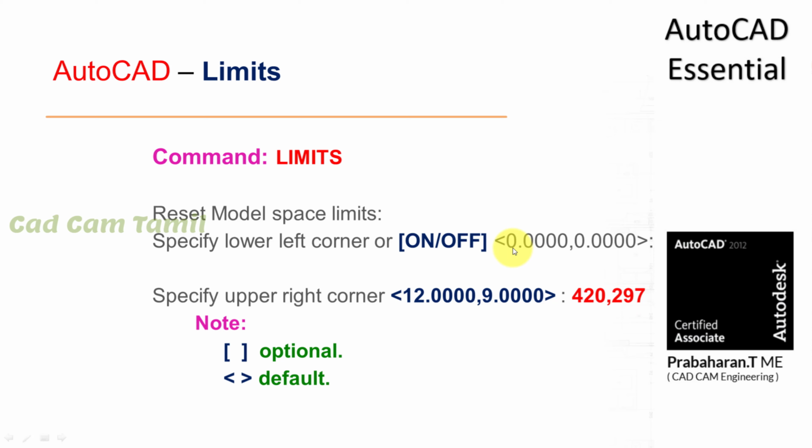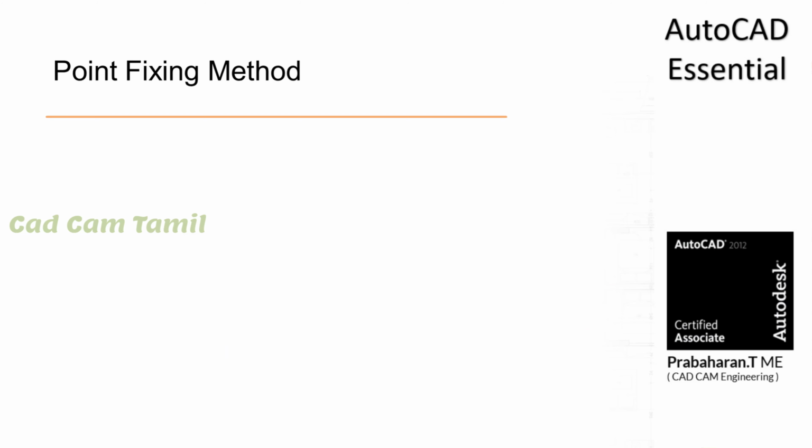You can see here, for the lower left corner, I did not give any value because it is already 0.00, 0.00. So the default value is what I needed, so I didn't give anything. The upper right corner was 12, 9. I wanted to change that, which is why I gave 420, 297. Okay, right. So our basic setting for the AutoCAD program is finished. The first thing is units. The second thing is limits. Next important thing is the point fixing method.